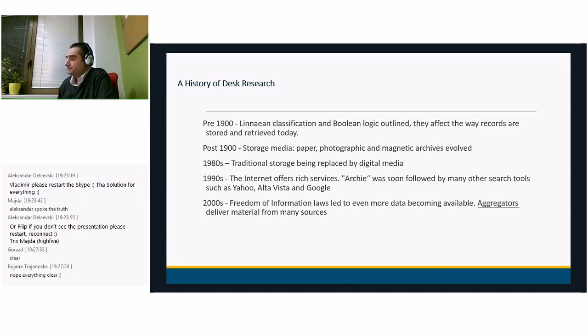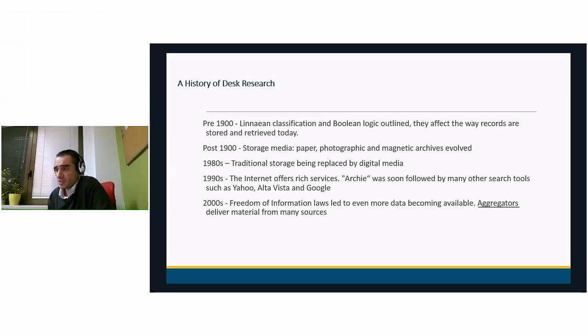Before 1900, as you might have heard, there existed a linear classification. Those of you who studied biology know the division of mammals, etc., that is used in biological science. This is actually a linear classification. Apart from this, we have Boolean logic, which is actually binary logic, one and zero, and they affect the way records are stored and retrieved today.